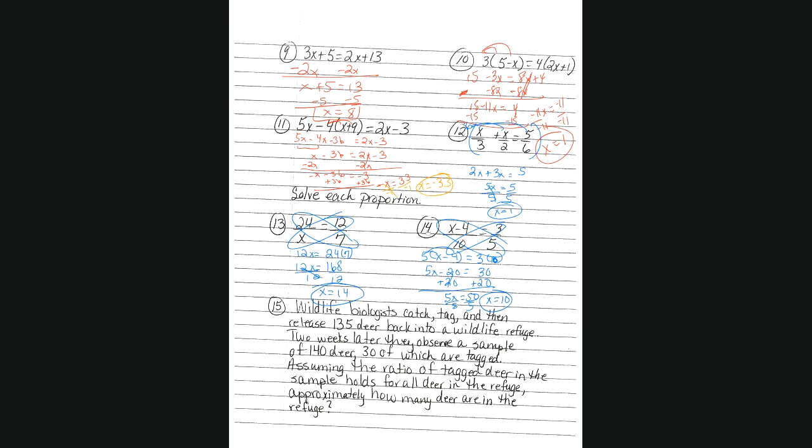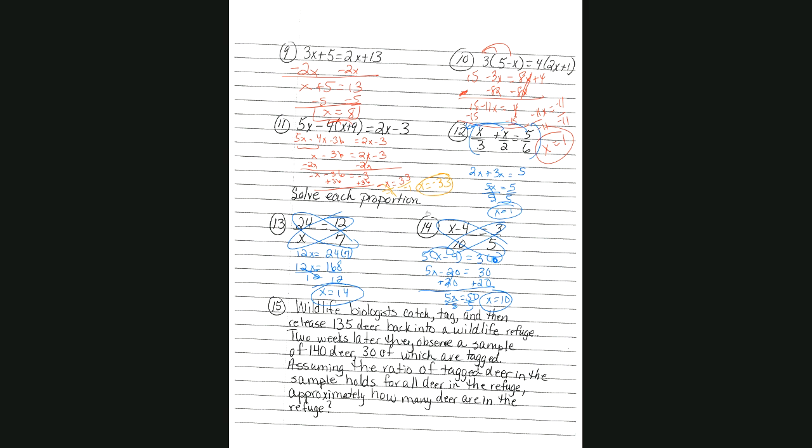All right, now for the wildlife problem. Wildlife biologists catch, tag, and then release 135 deer back into a wildlife refuge. 2 weeks later, they observe a sample of 140 deer, 30 of which are tagged. Assuming the ratio of the tagged deer in the sample holds the same for all deer in the refuge, approximately how many deer are in the refuge?